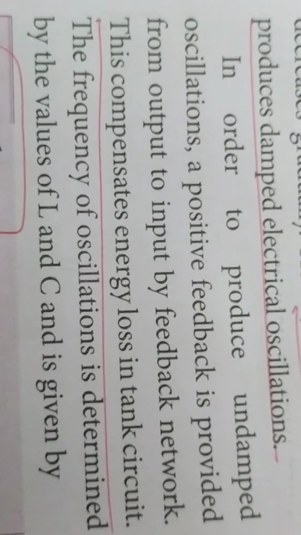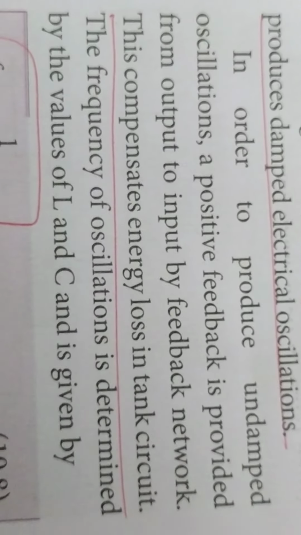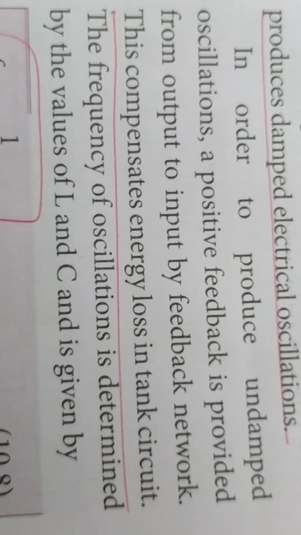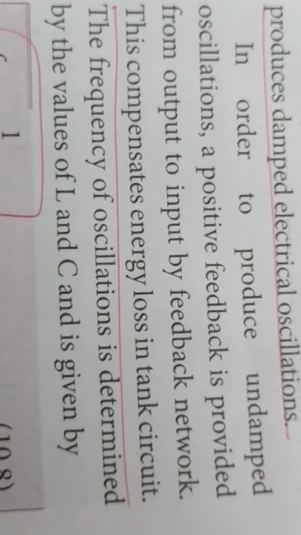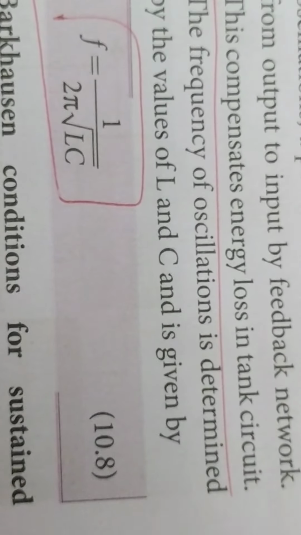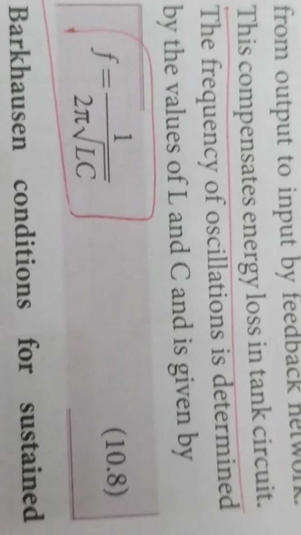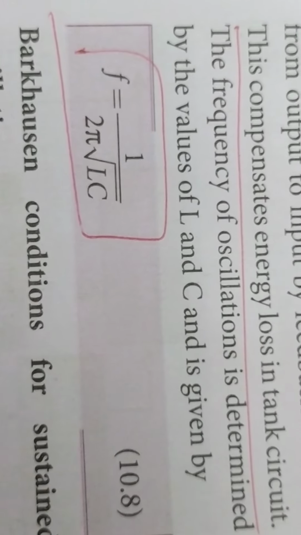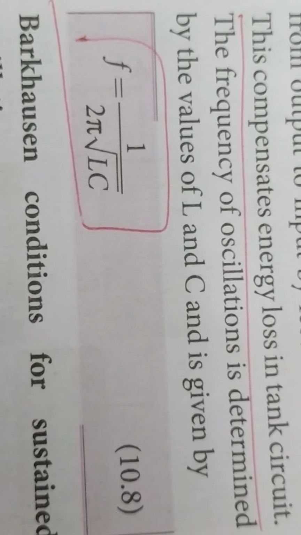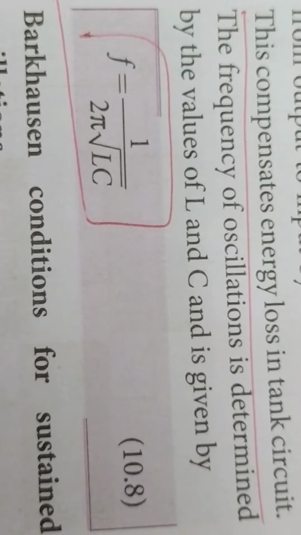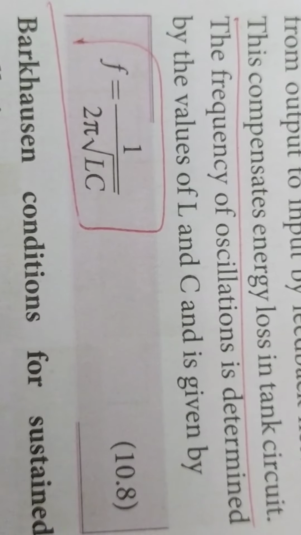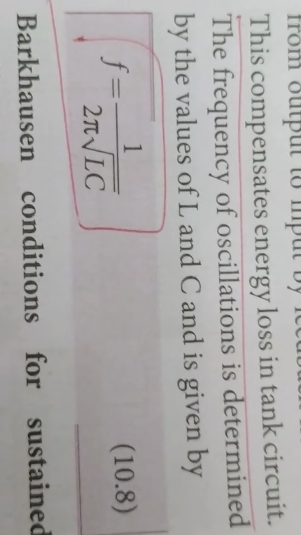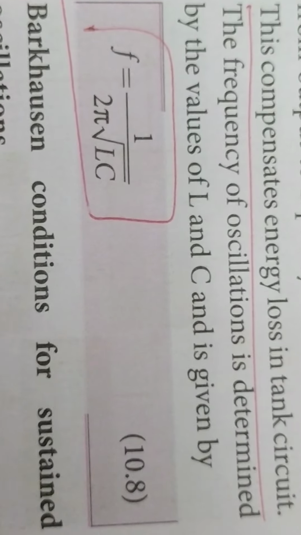So to get undamped oscillation, you have to give positive feedback, and I have told you there are two types of feedback, positive feedback or negative feedback. Usually the positive feedback will improve the input signal. So this will compensate the energy loss in the tank circuit. The frequency is given by the formula f = 1/(2π√(LC)). Here L is the value of inductance and C is the value of the capacitance. These L and C components are in the tank circuit, you know. So the tank circuit actually determines the frequency of the electrical oscillations.